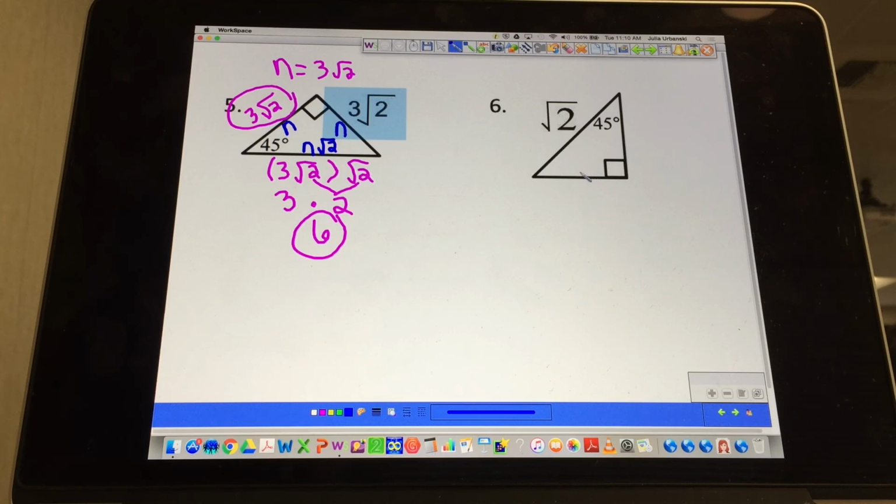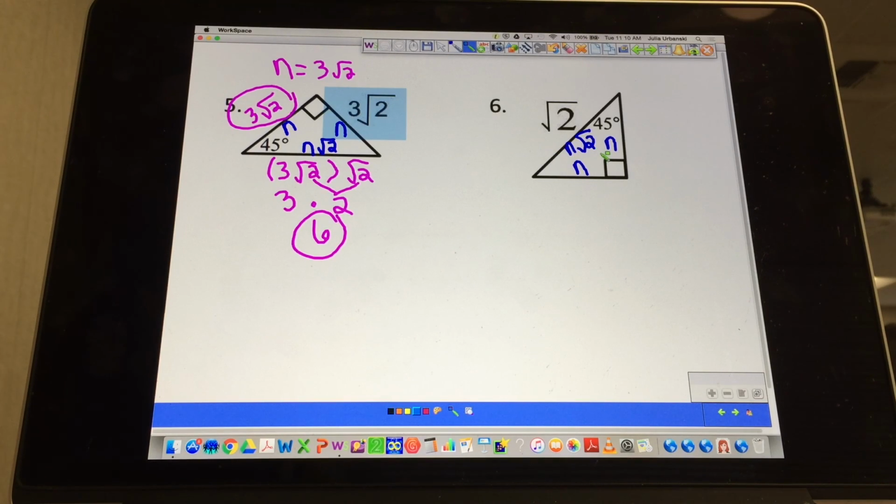This one, what would I put right here? n. And what would I put right here? n. And this one? n radical 2. Yes, that 2. Alright, you guys, now we could write this out, or you can look at this carefully.